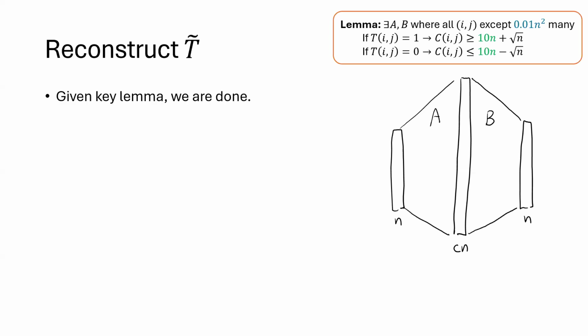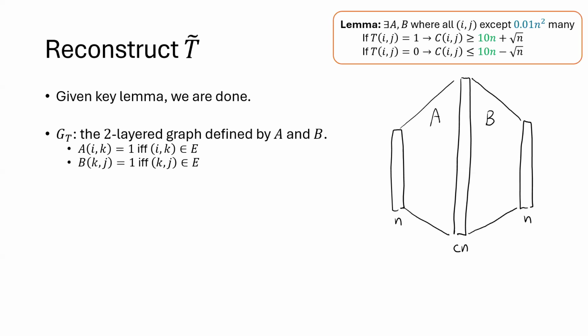So what we're going to do is build a graph that depends on T. Given T, I can define A and B. I tell you that A and B exist, from the lemma. And given A and B, we can build the 2-layer graph in a natural way.